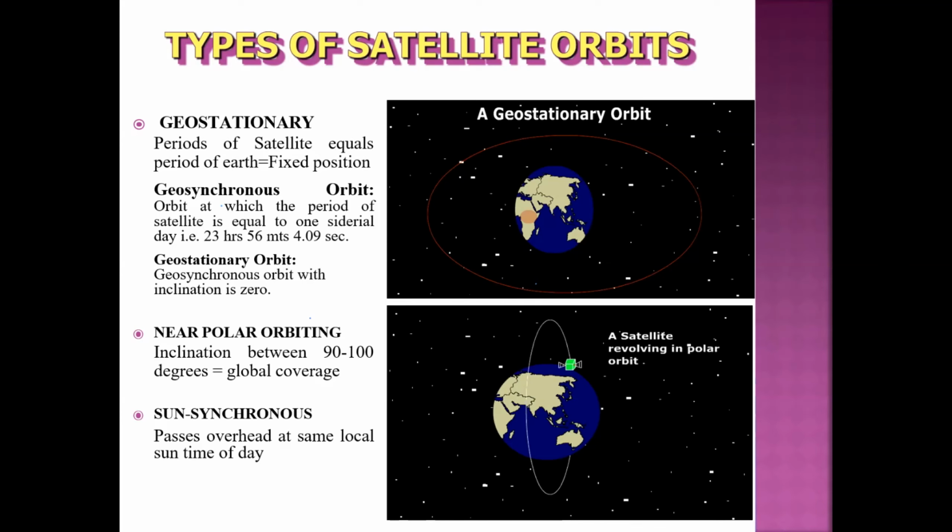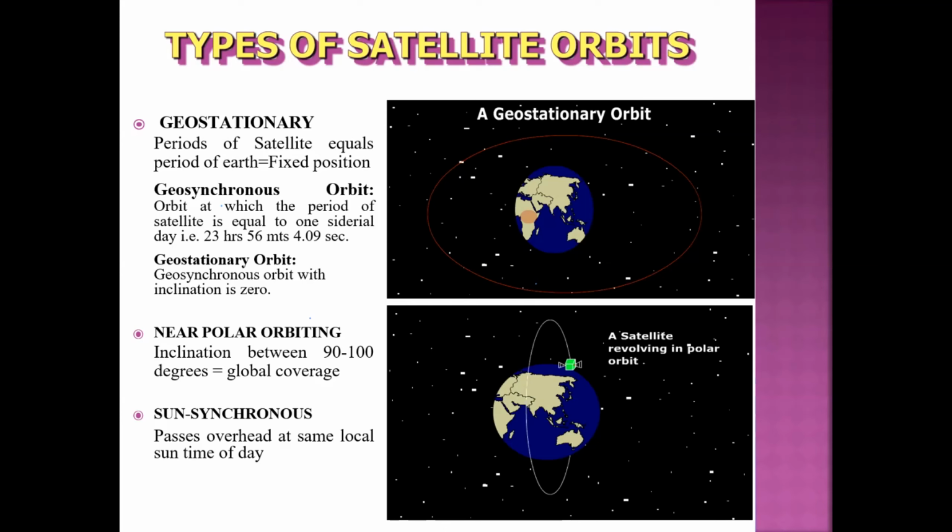But in sun synchronous, what happens? The satellite passes overhead at the same local sun time of day. What does it mean? For example, if the satellite is crossing Delhi at 10 a.m., then when it reaches Kanyakumari, it will be the same time, 10 a.m. That is why it is called sun synchronous, the same local sun time of day.